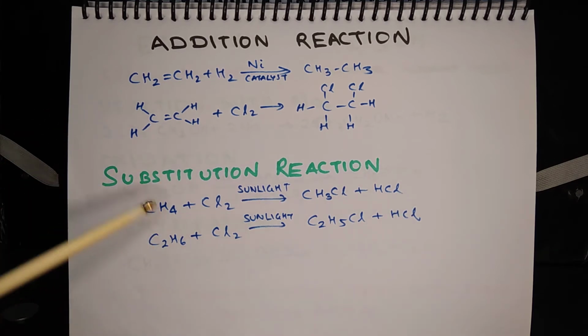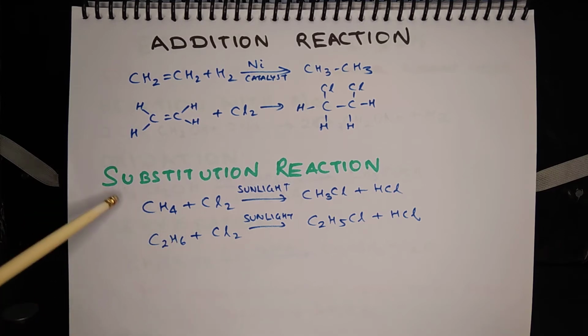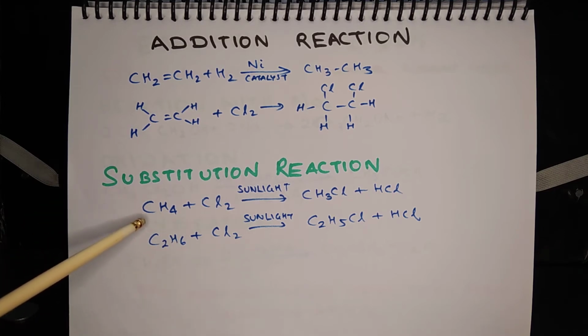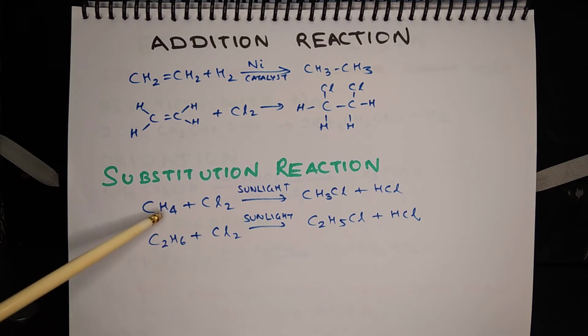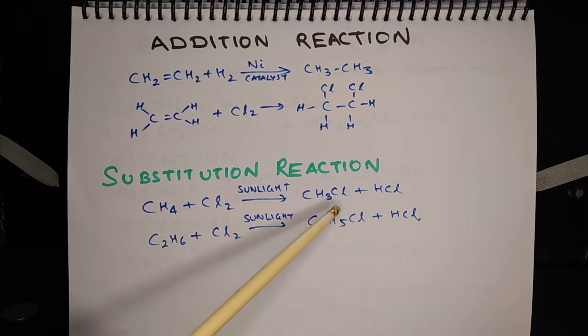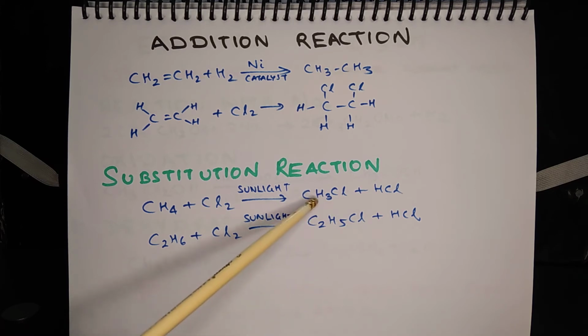Substitution reaction. This reaction happens in case of saturated hydrocarbons. In this reaction, methane is reacting with chlorine in presence of sunlight. So what happens? Chlorine substitutes a hydrogen atom to give methyl chloride plus HCl, hydrochloric acid. This reaction can go on and on. So it will once again produce CH2Cl2, then it will produce CHCl3, and finally it will produce CCl4, that is carbon tetrachloride.